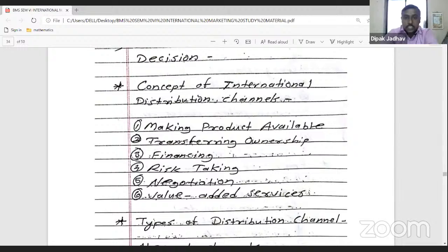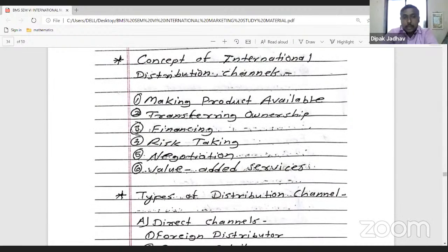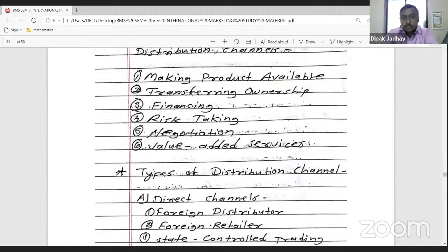Then transferring of ownership: how we can transfer the ownership from one country to another. It can be from FOB, free on board, or CIF, or maybe insurance, or in-transit ownership transfer. It can happen on the basis of this. The risk and pricing are also transferred from the seller to the buyer. The risk taking: who is taking the risk, how, and from where it is taking the risk for the business.